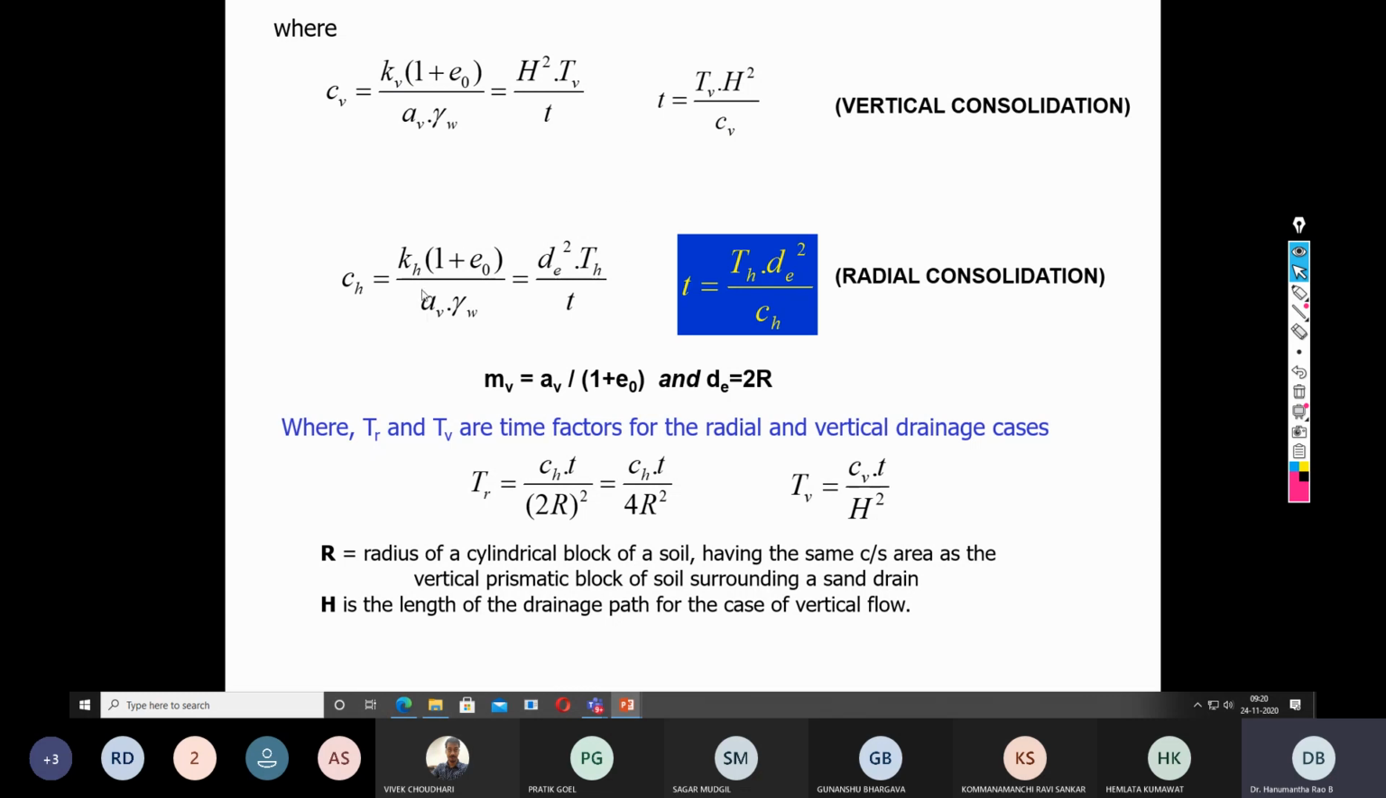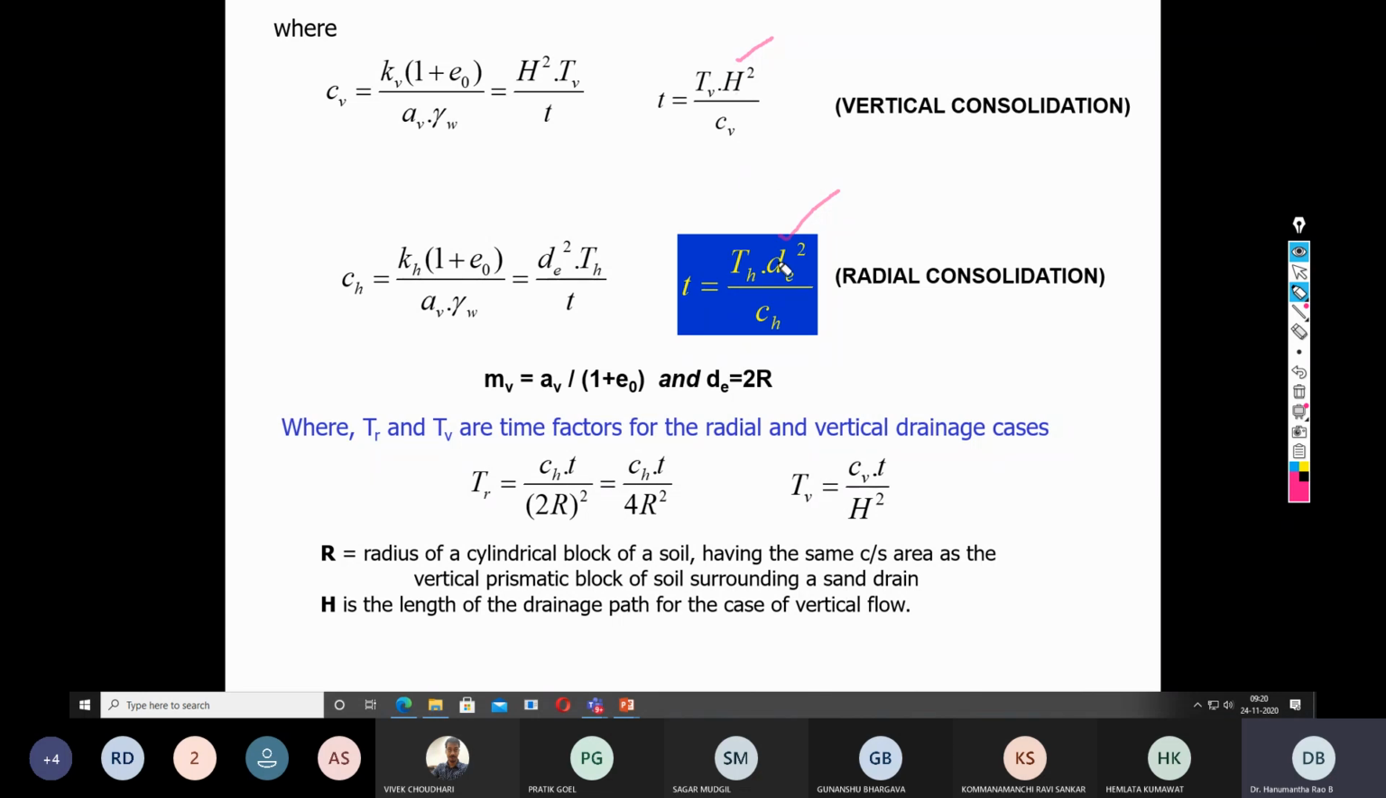The additional term that comes into the picture when you talk about sand drains is the coefficient of consolidation in the horizontal direction. So this is with respect to vertical consolidation and this is with respect to horizontal consolidation. If you look carefully, here H is the thickness of the layer in the vertical direction. DE is the radial distance, that is, the diameter of the zone of influence, but in the lateral direction.